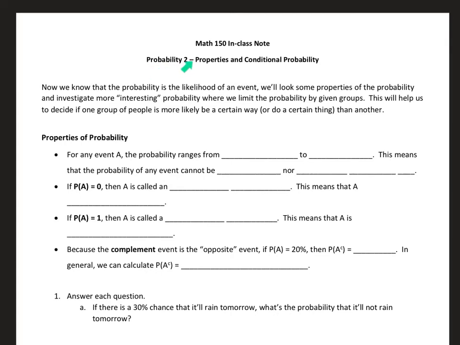All right, let's look at the probability 2. This is worksheet number 10. How come it doesn't say it here?